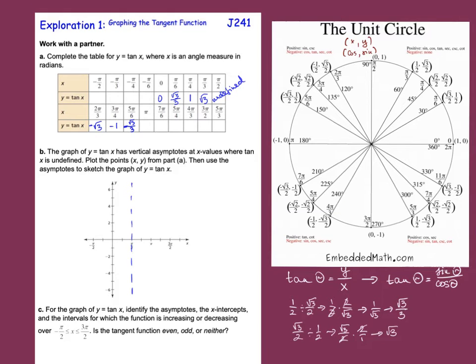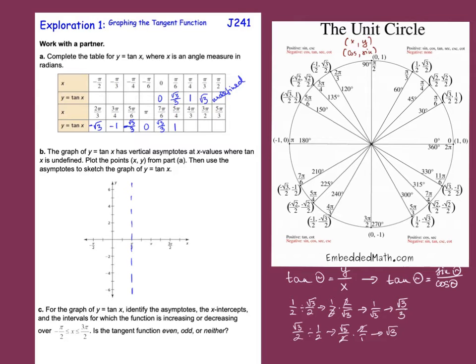And then we are going to arrive at pi. So pi, if you look at it again, is going to be 0 divided by negative 1. So the value at pi is going to be 0. Then we move on to 7 pi over 6. So negative half divided by negative root 3 over 2. So that's going to give us root 3 over 3. Then we are going to go to 5 pi over 4, which is negative root 2 over 2 divided by negative root 2 over 2. So that's going to give us 1.